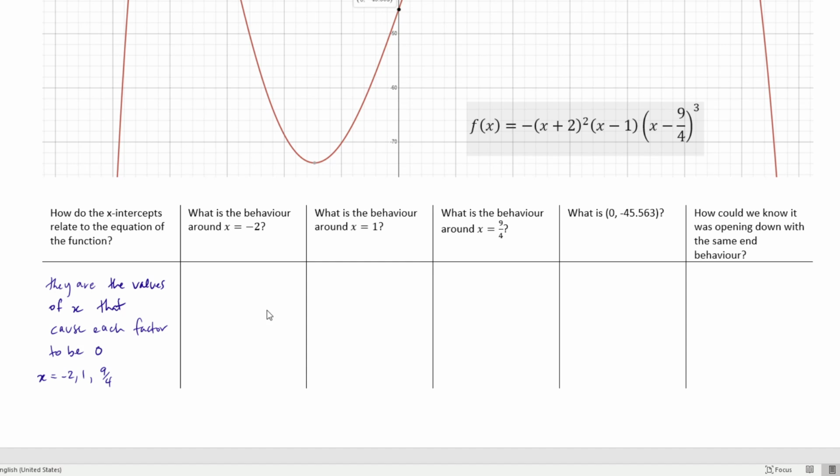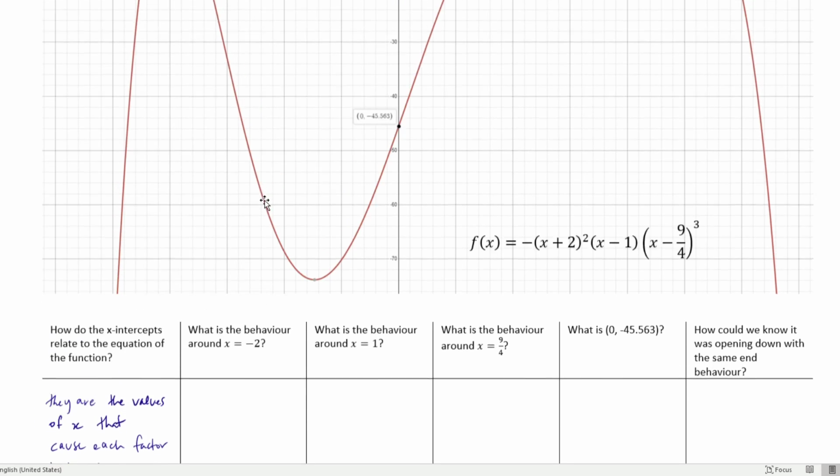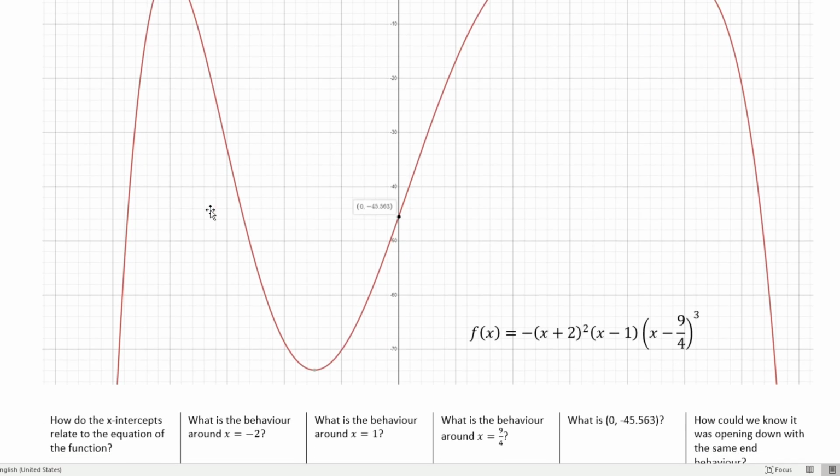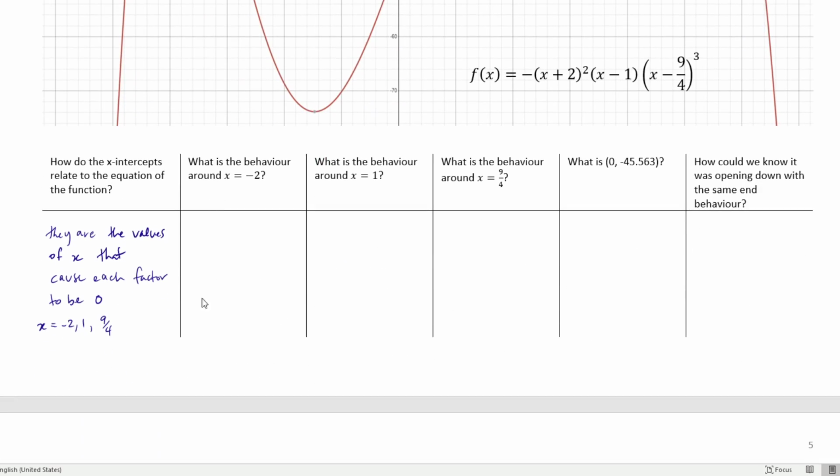What is the behavior around x is equal to -2? So if we take a look at this function around this 0, how does the function behave? Well, if we were just to look at the behavior around this function and ignore the rest of the function, we might say, okay, that looks like a quadratic, right? That looks like a parabola around x is equal to -2. So around x is equal to -2, it looks like a parabola.